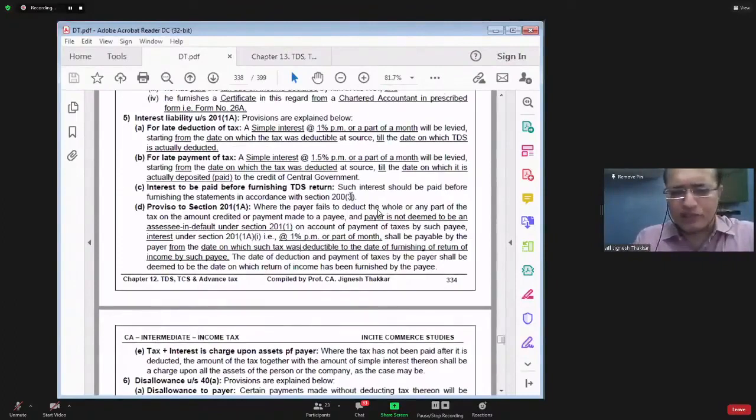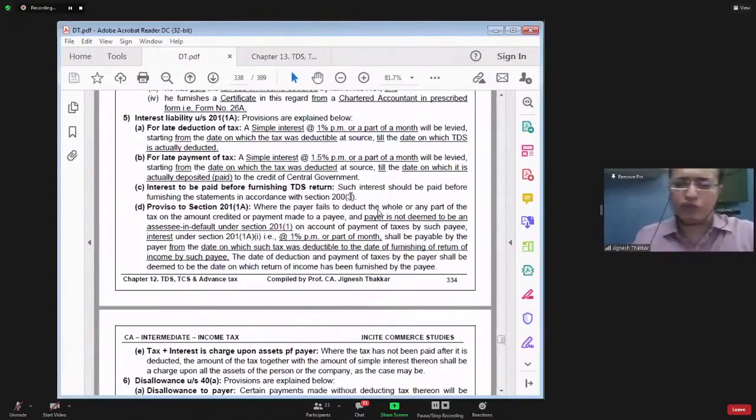Number 1, expenditure will be disallowed. Number 2, he will be considered as assessee in default, and penalty will be levied. The amount of penalty will be decided by the income tax department, and it cannot exceed the amount of tax which is not deducted, the amount of TDS. Now we need to discuss 2 points out of 4 points. I have already told you 2 points: first, expenditure will be disallowed, and second, the payer will be considered as assessee in default.